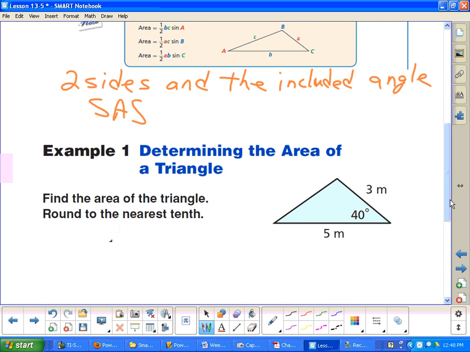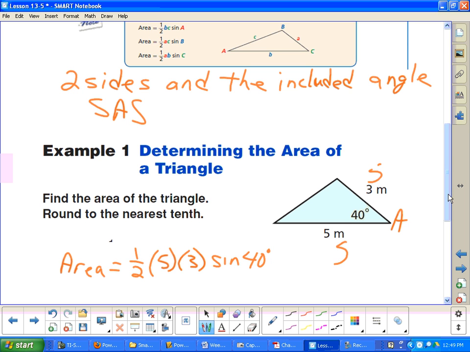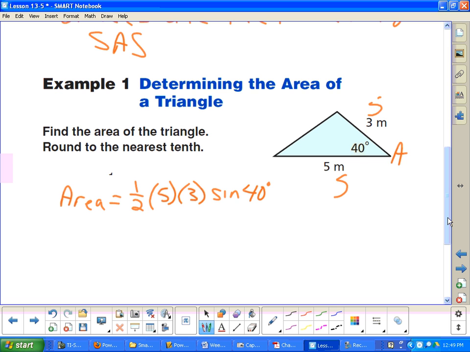So here we have this triangle. They want us to find the area of the triangle rounded to the nearest tenth. So I'm looking for side angle side. Here's a side, here's my angle, here's a side. All I need to do is plug them into that formula. So the area is equal to 1/2 times 5 times 3 times the sine of 40 degrees. And then we just plug that into our calculator.